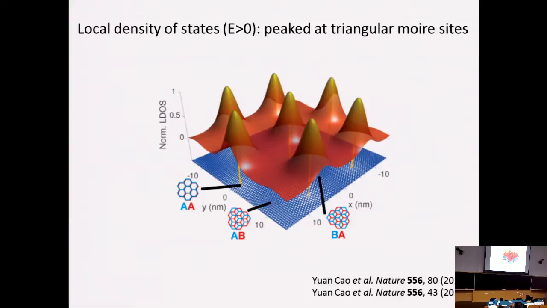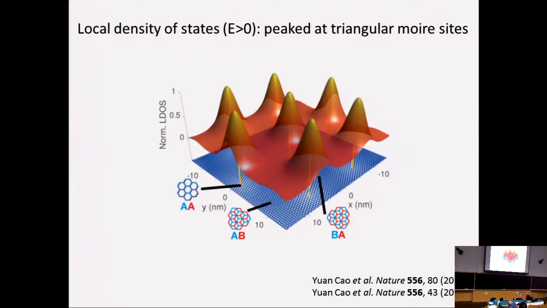Okay, so that's what we would like to do. We would like to build the corresponding Wannier states for these four bands. And as Luke nicely pointed out, if you were to plot the local density of states, for example, for the positive energy state, so this is entirely produced from the Bloch wave function, you will discover that such local density of states is peaked at the triangular moire sites.